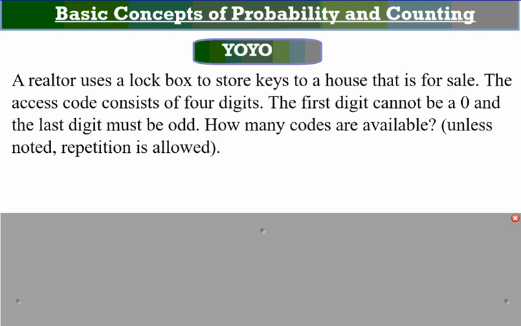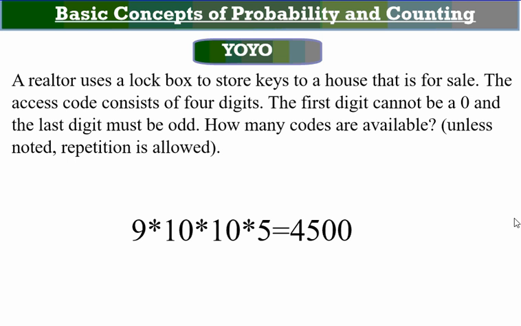Going to give you a chance to try. So here's this situation. Realtors use lock boxes to store keys on houses that are for sale so they can come up and type in the code and then obtain the key. The access code consists of 4 digits. The first digit cannot be a 0, and the last digit must be odd. How many codes are available? And going forward, unless noted, we will say repetition is allowed. So pause the video now, give yourself a chance to try.